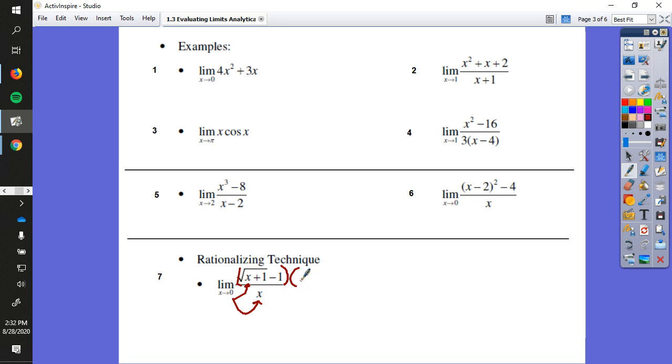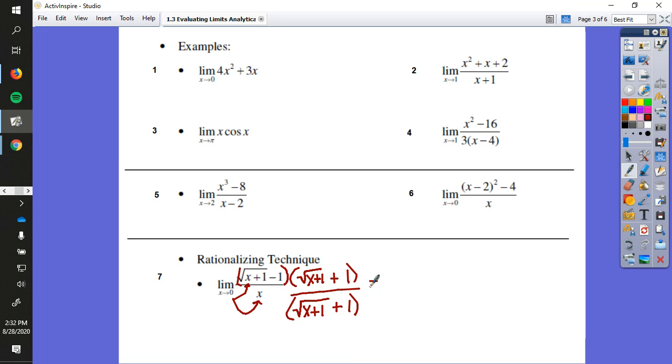And so the conjugate is going to be the square root of x plus 1 plus 1. That would be its conjugate. And then we're going to multiply the denominator. Now, again, don't oversimplify, because our goal is to get rid of the x in the denominator, because that's creating a 0 in the denominator. So we want to get rid of it so that we can do a direct substitution. So don't distribute your x through that quantity in the denominator. Leave the x out in front.